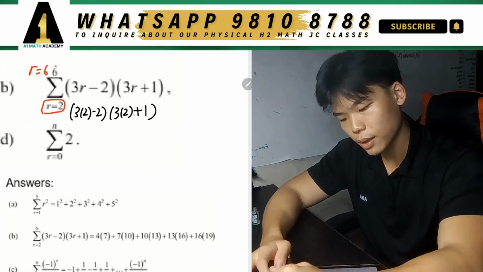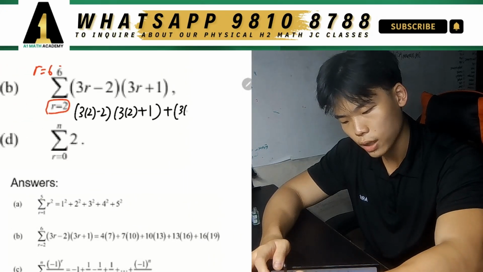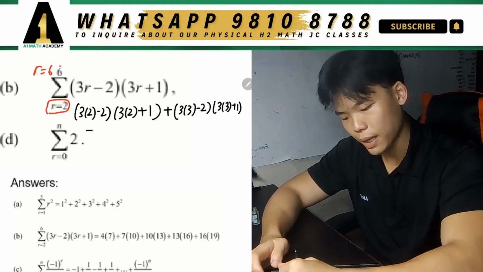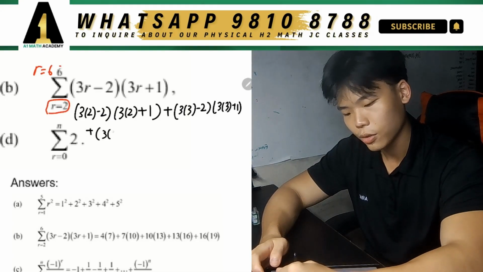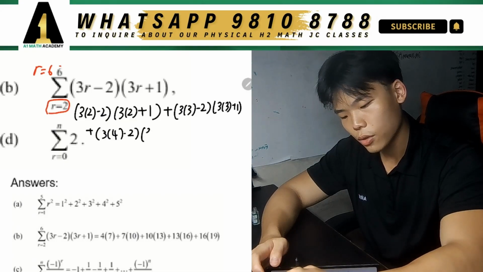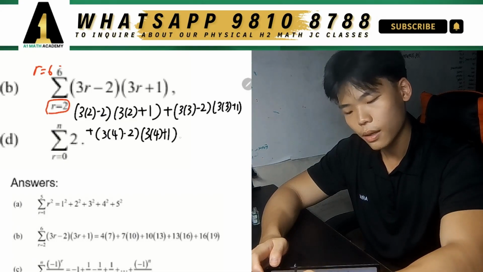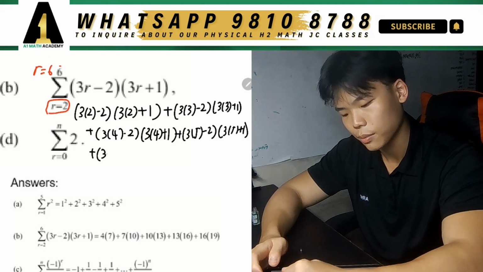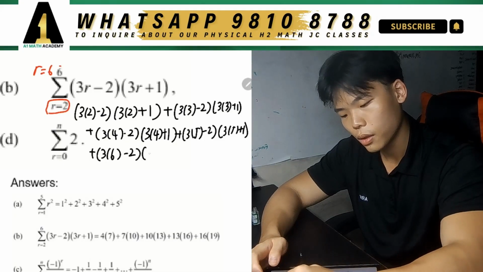And then from the first term here, we're going to add the second term, which is 3 times (3 minus 2)(3 plus 1). Then after that, we add the fourth term. So (4 minus 2)(4 plus 1), then now we add the fifth term. So (5 minus 2)(5 plus 1), right? And then last but not least, we add the sixth term. So (6 minus 2)(6 plus 1).